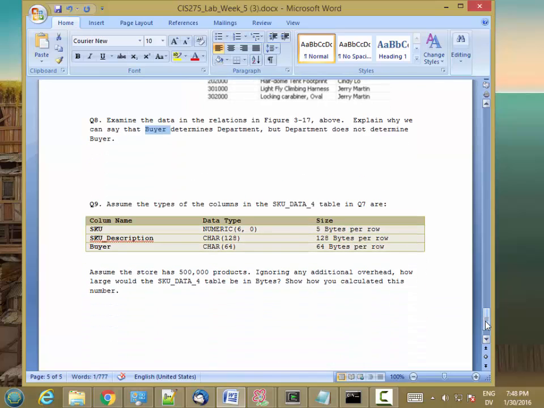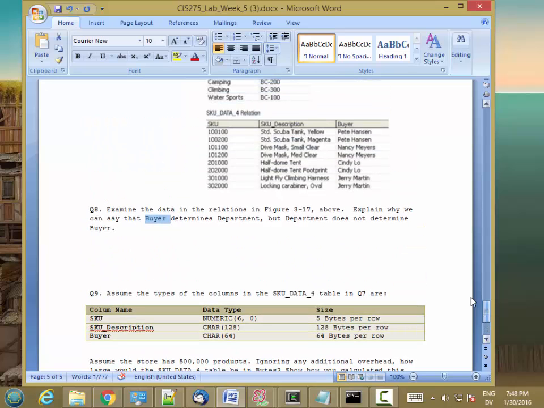And then finally in question 9, we're given some types for the columns in the SKU data table. So there's a SKU column, and this is a 6-digit number, a SKU description, which is going to be a piece of text up to 128 characters long, and a buyer, which is a piece of text up to 64 characters long. And then here's how big each of those field values is in terms of disk space.